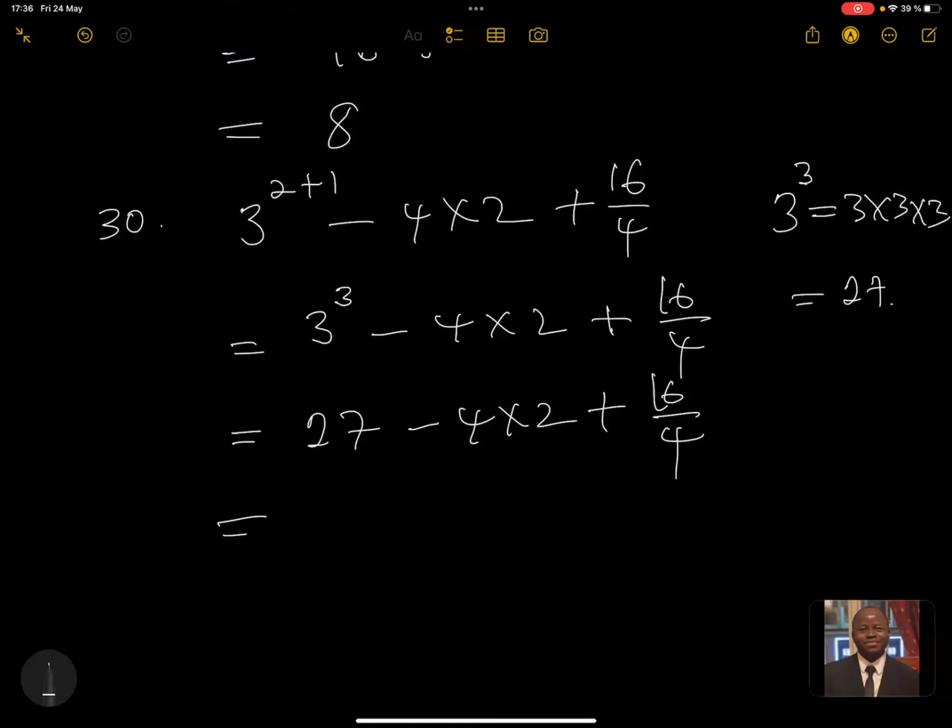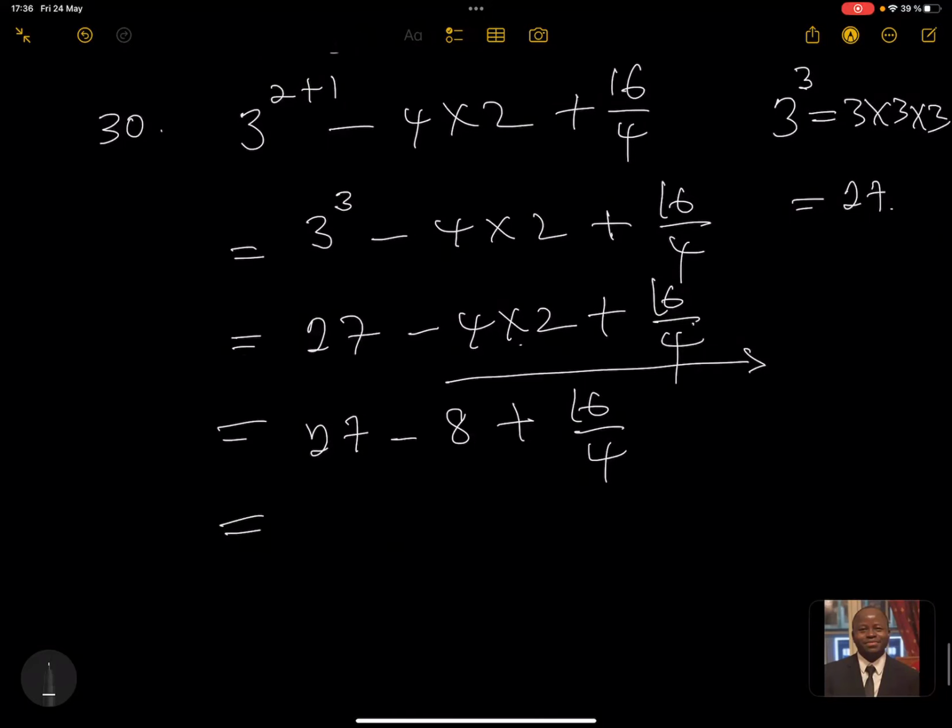So addition and division. We give preference to multiplication and division. We give preference to multiplication here because when we are moving from left to right, we will see multiplication before we see division. So I have 27 minus 4 times 2 is 8 plus 16 divided by 4. Now I have subtraction, addition, division. According to PEMDAS, I will deal with division.